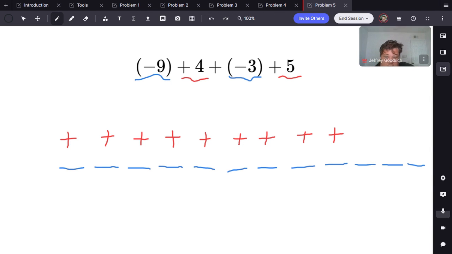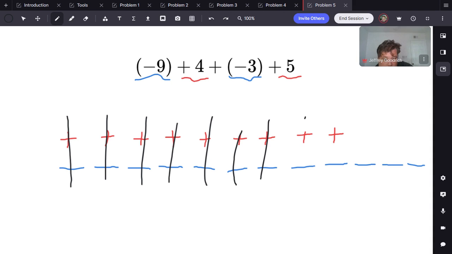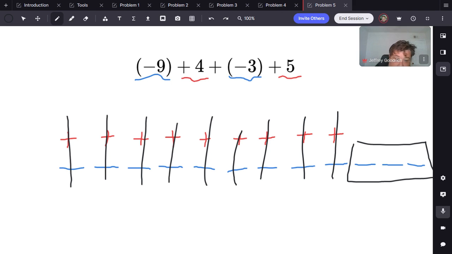And now we're just going to cancel out every positive and negative number. So we got 1, 2, 3, 4, 5, 6, 7, 8, and 9. And now what we're left with is 3 negatives. So our final answer here is going to be negative 3.